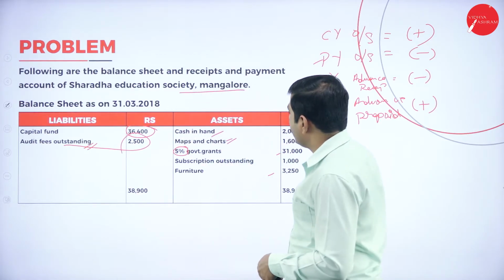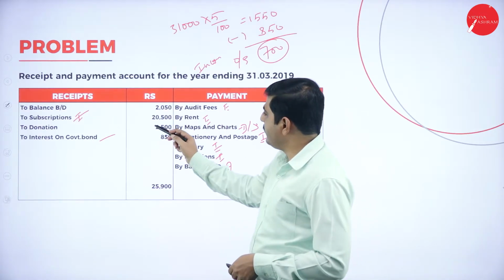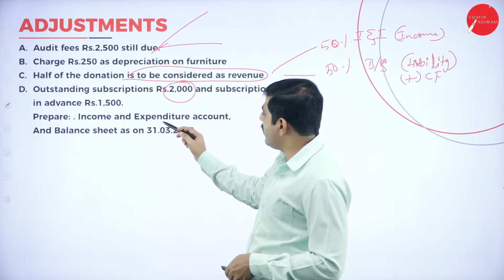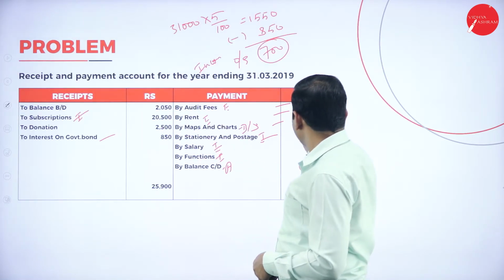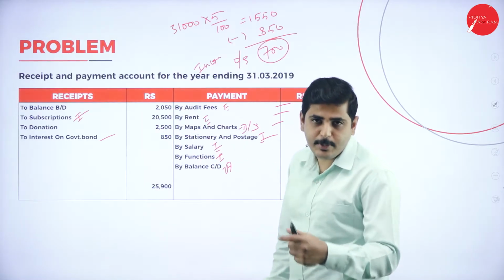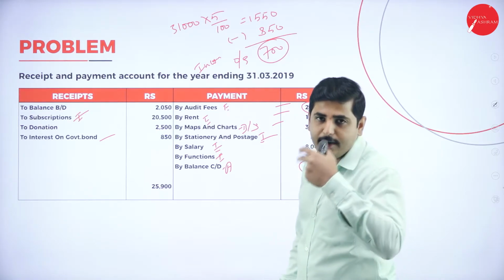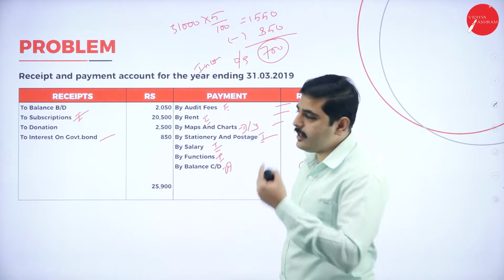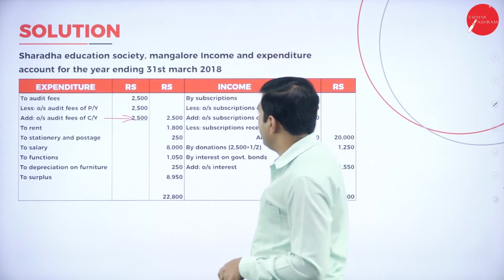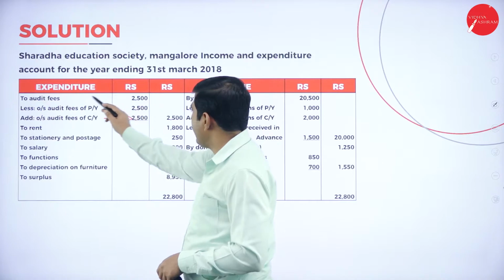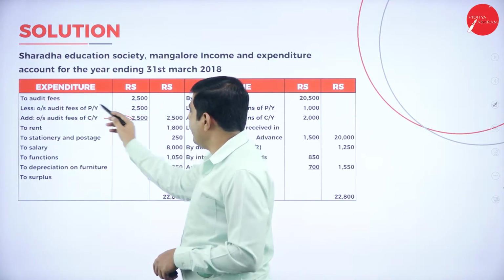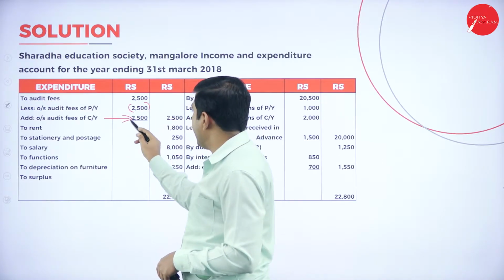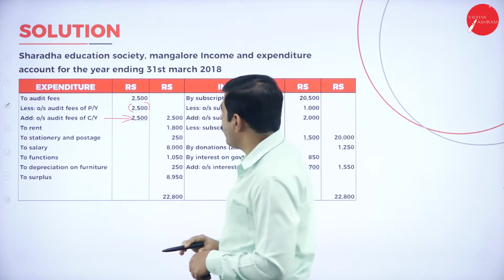That means total amount received this year for audit fees is 2,500. Out of 2,500, previous year amount is also included, current year amount is also included. So we have to deduct previous year, we have to add current year. So here we have to deduct previous year amount received 2,500. Previous year deduct it, current year add it. Remaining amount we have to show it in the outer column.